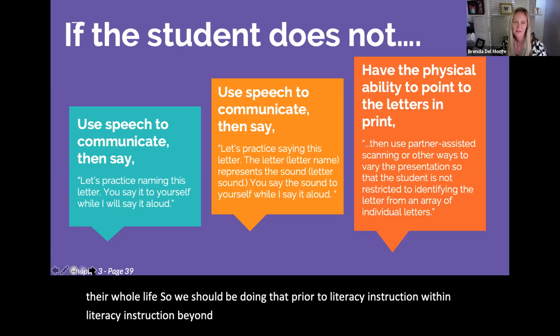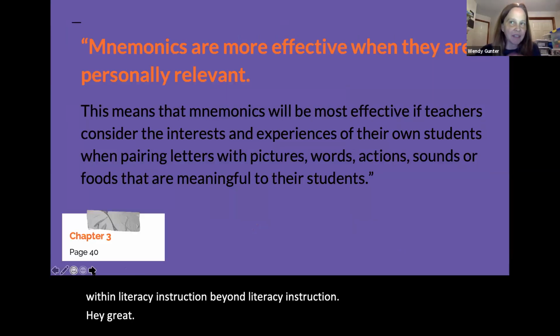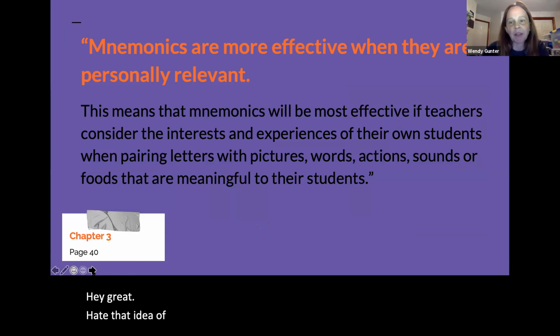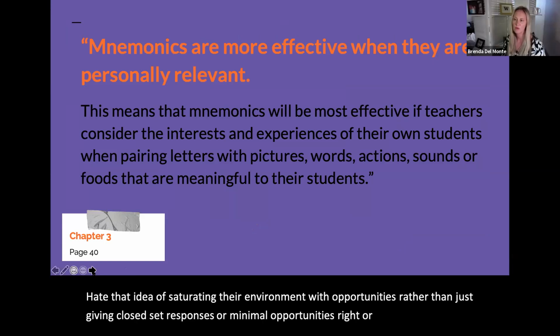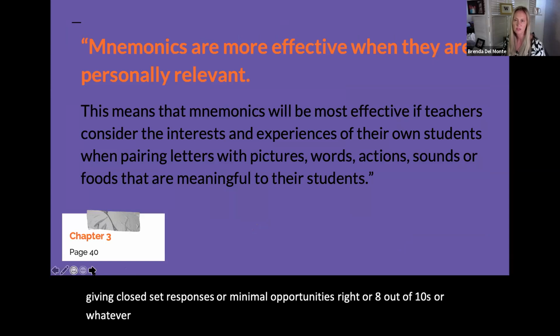I agree. Right. That idea of saturating their environment with opportunities rather than just giving closed set responses or minimal opportunities. Right, or 8 out of 10s or whatever the IEP says, which is kind of like fatal.